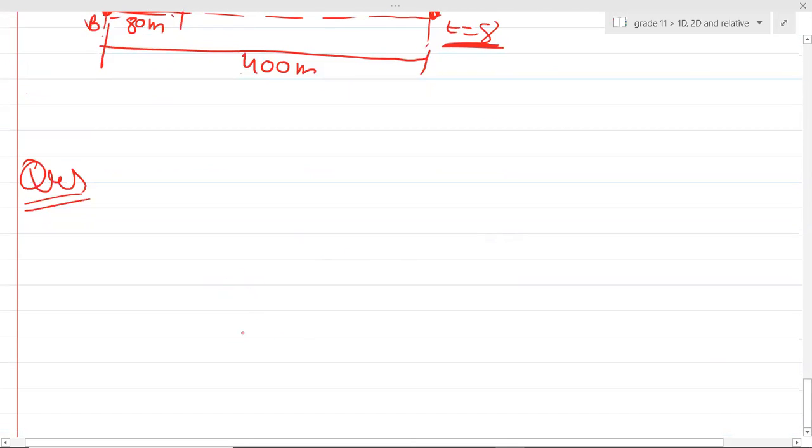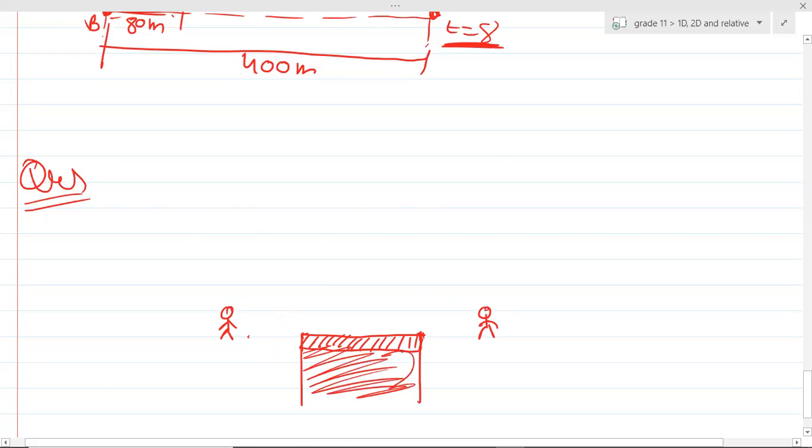So guys, suppose there is a boy and a girl who live in two different villages which are separated by a river. Can you see the river, guys? This is the river, okay? The river is flowing. He lives in village X and she lives in village Y.